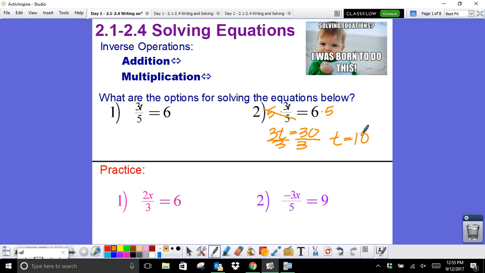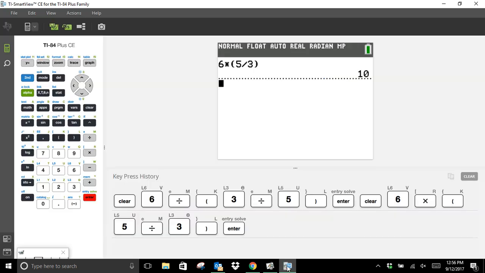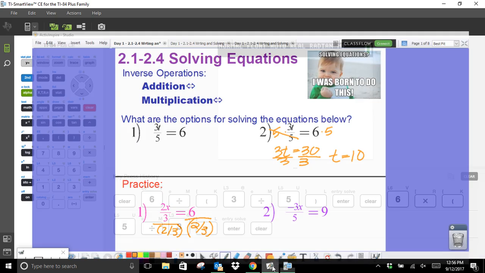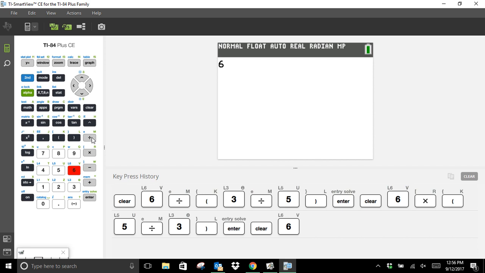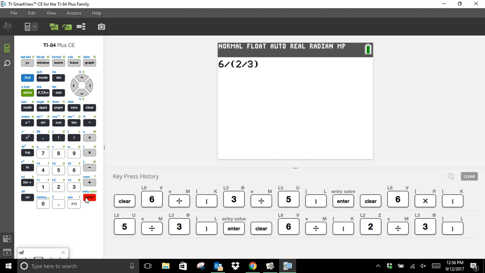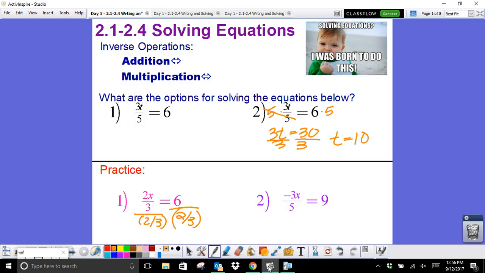Okay, let's look at these two practice problems. If you want to pause it and practice these and then come back and listen to me, you can do that. Okay, so on this first one, I'm one of the people that likes to divide. So I'm going to divide both sides by that fraction, 2/3. And then I'm going to my calculator. My calculator is going to do the work for me. So I've got 6 divided by, then I've got 2/3 in parentheses. And I press enter, and there's my answer of 9. So x equals 9.